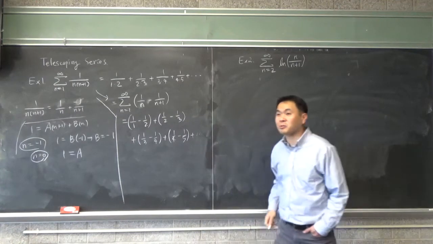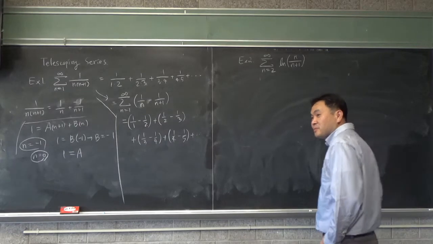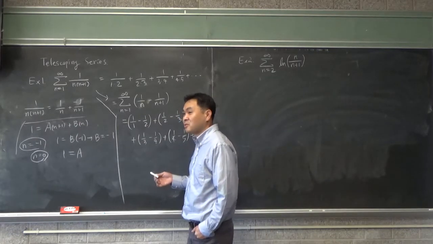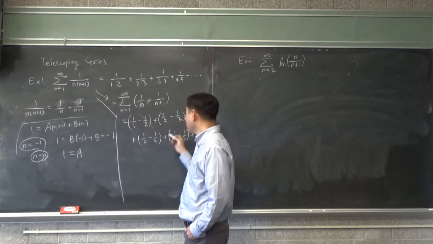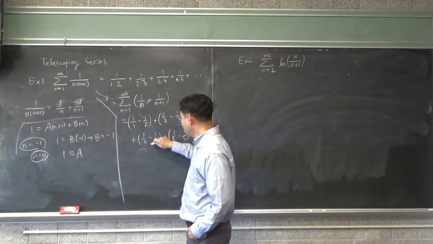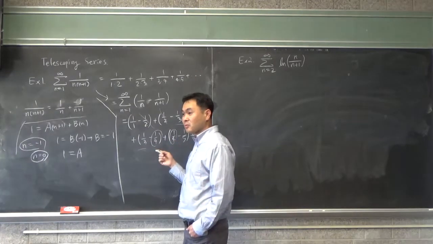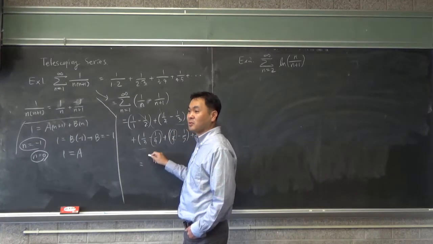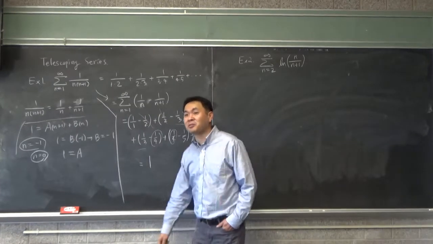Okay, so what about this? Do you see something now? You have a negative 1/2 plus 1/2. These two cancel and these two cancel. You're left with 1 minus 1/5, and as it goes on, that's 1. So everything cancels except 1. 1 is the only thing that survives after canceling everything, right?